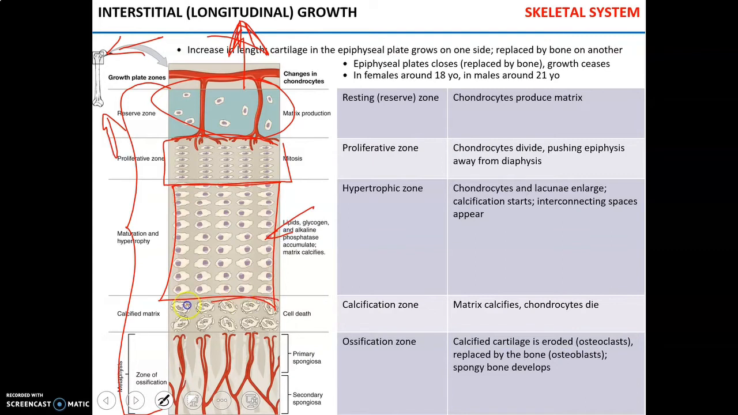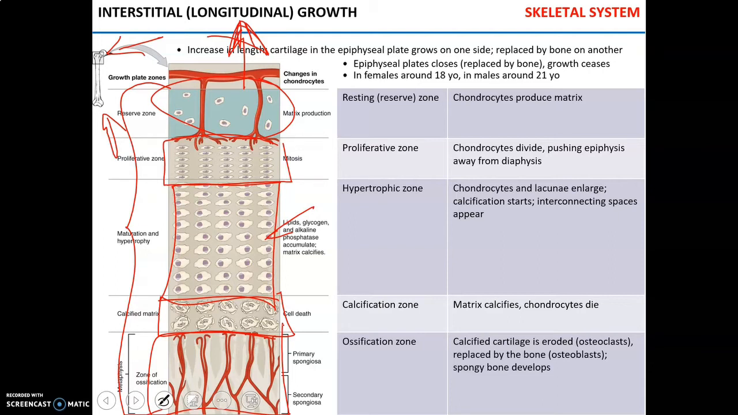In the calcification zone, essentially all chondrocytes die, and what you are left with is a layer of calcified cartilage matrix and a bunch of dead chondrocytes. Finally, in the ossification zone, calcified cartilage is eroded by osteoclasts, and osteoblasts deposit new bone, and spongy bone develops in this region. What I specifically want to highlight is that cartilage does not become a bone. Cartilage is replaced by a bone in this case.